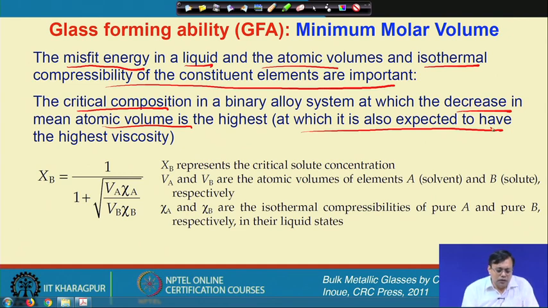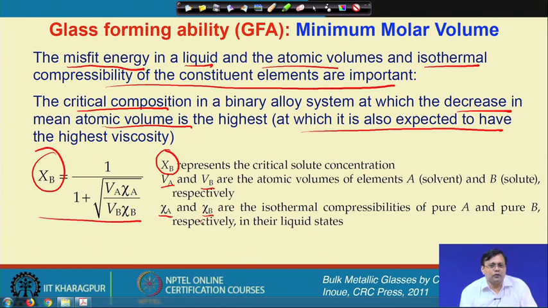If we think about x b, which is the concentration of the B element, and let us say V a and V b are the atomic volumes, then we can represent x b as the minimum or the critical solute concentration required in order to form a glass. Here psi a and psi b are basically the isothermal compressibilities.